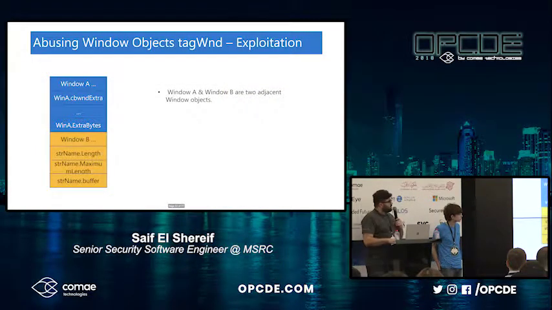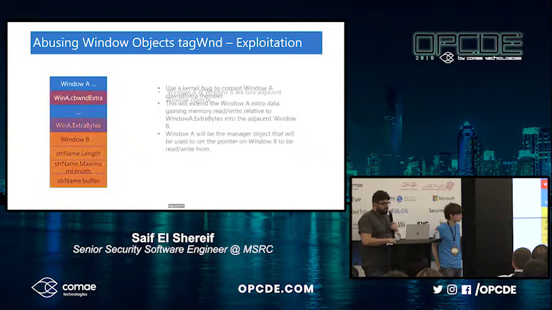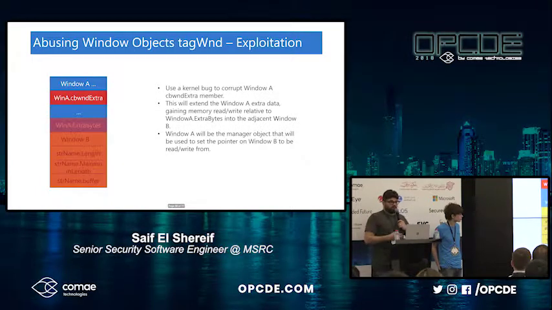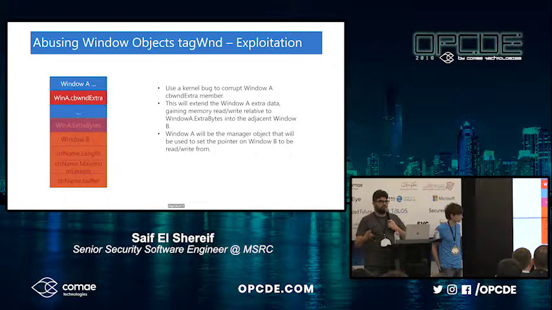So how can we abuse this? If we have two adjacent window objects allocated in memory, and we use some kernel bug to corrupt the cbWndExtra of the first object, we will be able to read the adjacent window's memory, functions, members and everything. And thus we will dub the first window a manager object, which means that we will use the first window to set the pointer of the second window, to be able to read and write from any location in kernel memory.